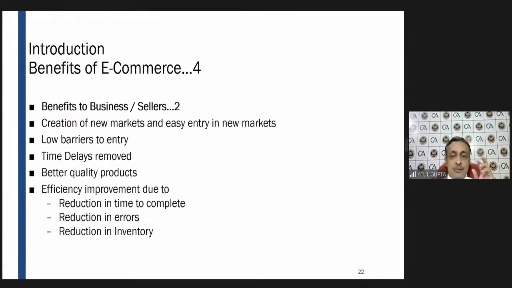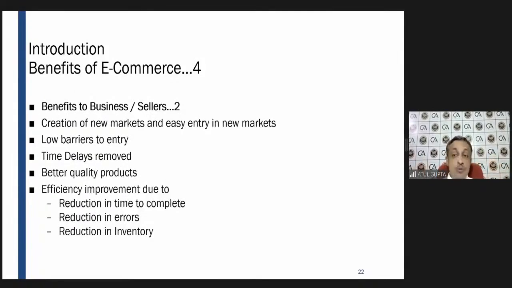This is important. Benefits to the sellers: creation of new market, easy entry, low entry barriers. Yes, anyone who can create a simple app, she can enter into this e-commerce field. The only thing is you need to keep your app secured. Security is very important. You don't compromise on security. Low cost doesn't mean low security. Please understand, low cost is not directly linked to low security. Security has to be high.